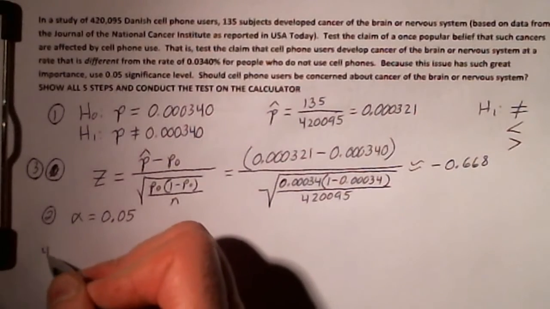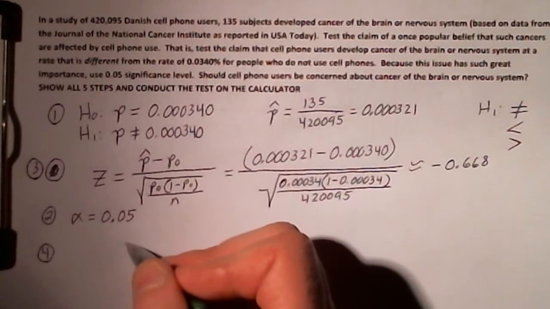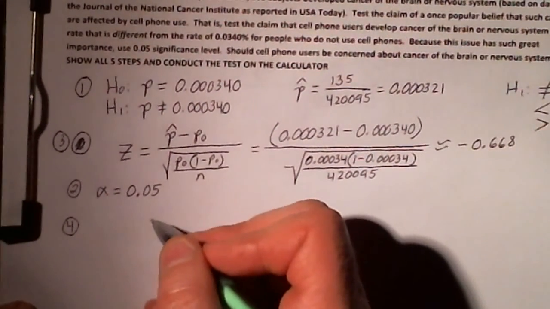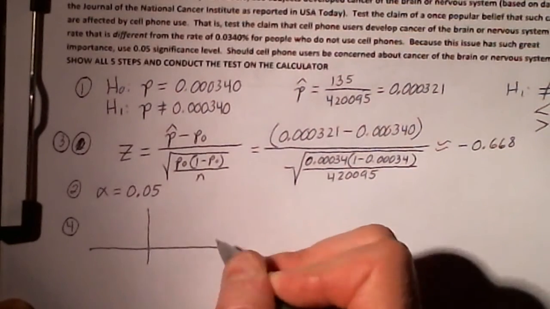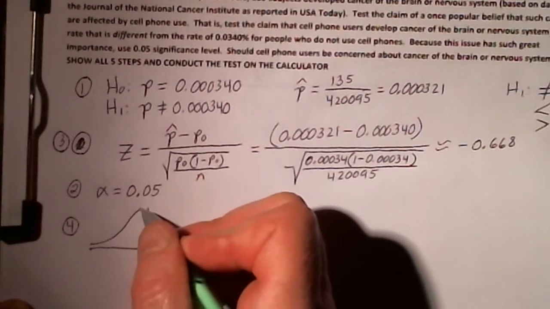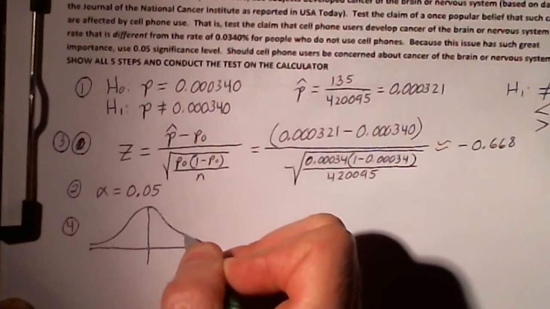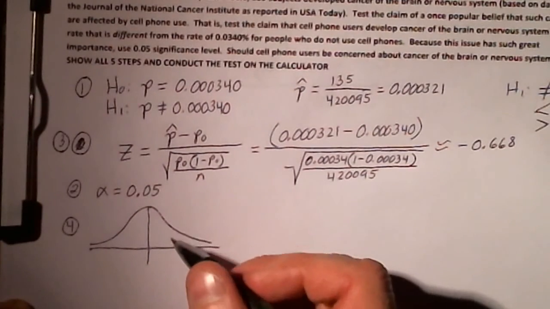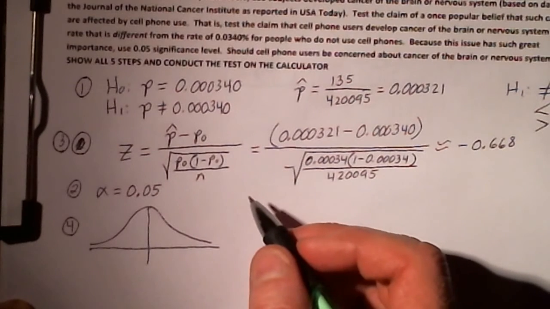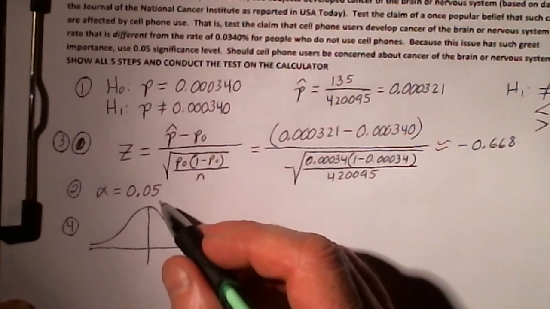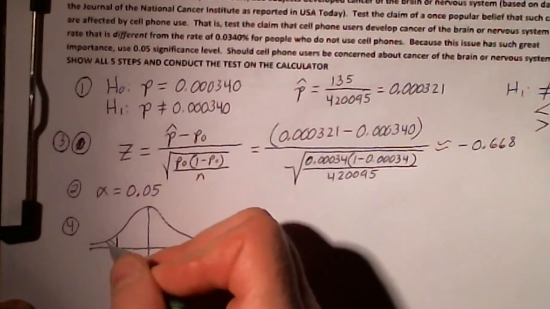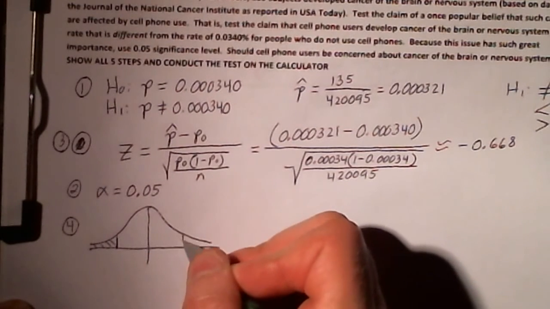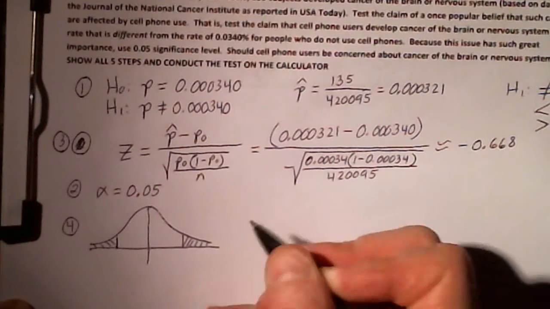Now step number 4 is clearly illustrating with a picture the rejection and acceptance region. And since our test statistic is distributed according to the standard normal probability distribution, we draw a picture of that distribution. This is a two-tailed test, and so therefore we're going to take alpha, which is 0.05, and split it, which is to say that 2.5% of the area of our curve lies in both the lower and the upper tail rejection regions.